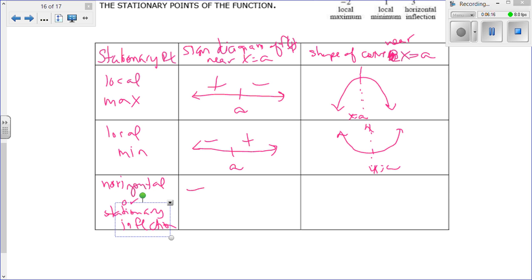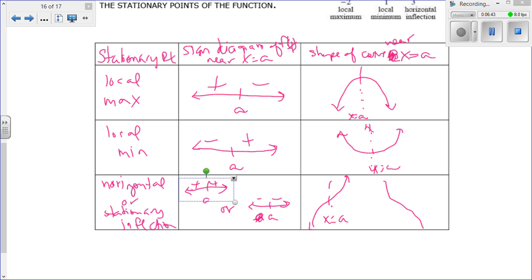So what that would mean is that at A, I'd have positive, positive, or at A, I have negative, negative. So that would look something like this, or something like this.